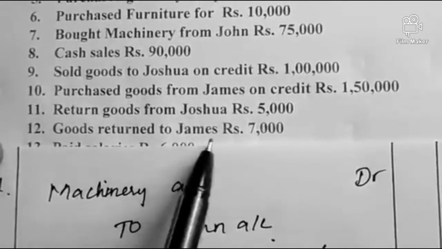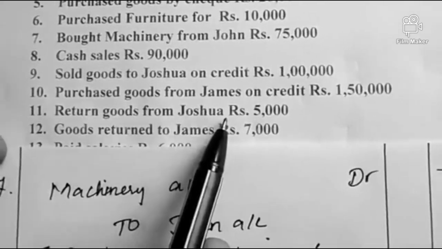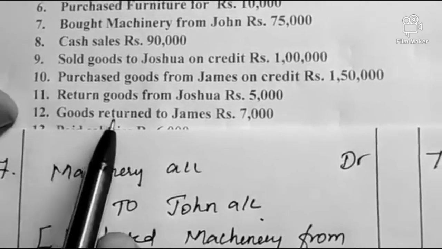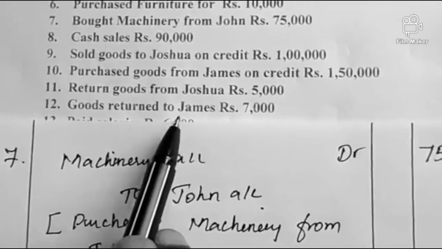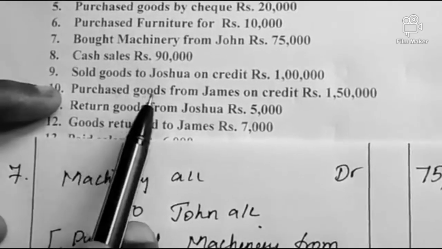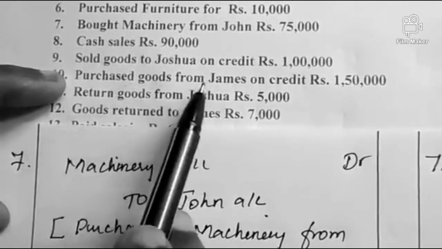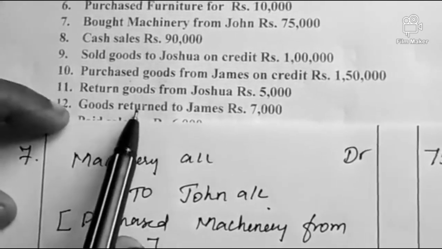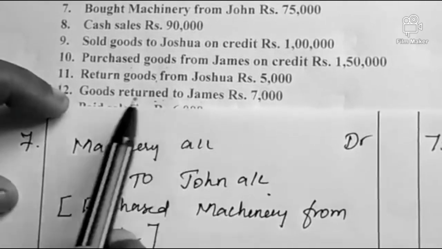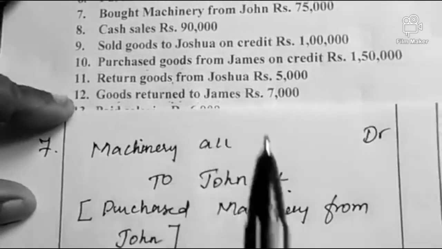Goods returned to James. See this transaction, goods return. The previous transaction, return goods from Joshua. You are receiving goods, sales return from Joshua. But in this transaction, goods returned to James. You are returning goods to James. So what does it mean? Just refer the previous transaction. 10th one, purchase goods from James. You have bought some goods from James. Now you are returning some goods to James. So what is this? Say purchase return. The previous transaction is sales return. This transaction is purchase return. You are returning goods to James. So this denotes purchase returns.